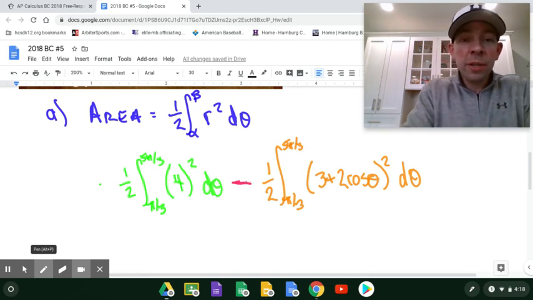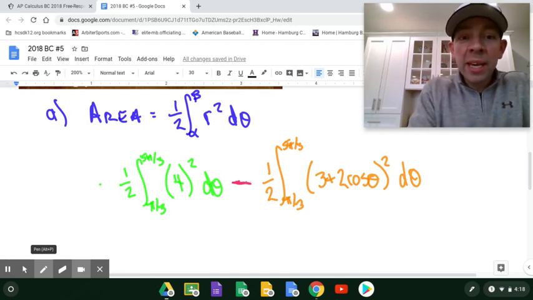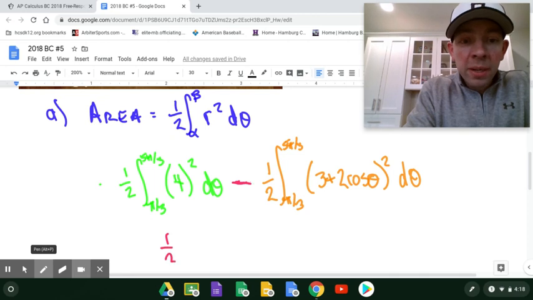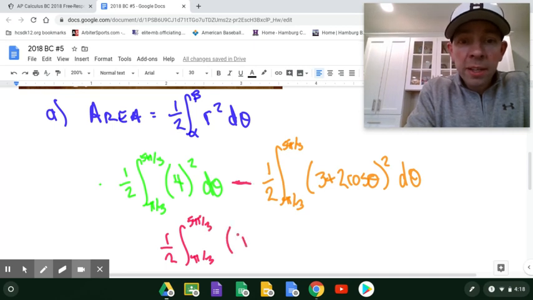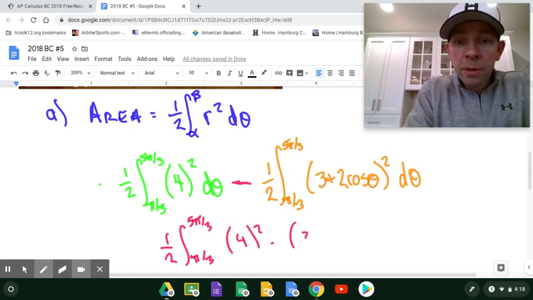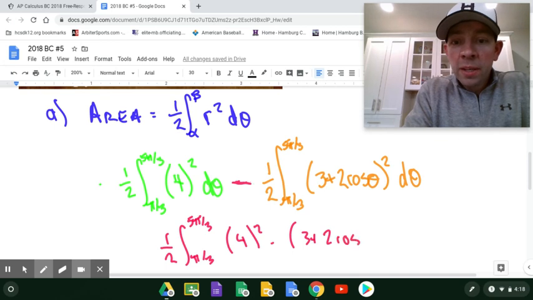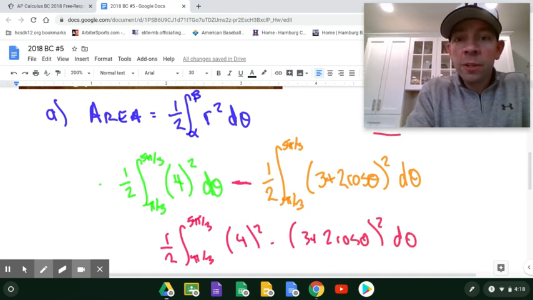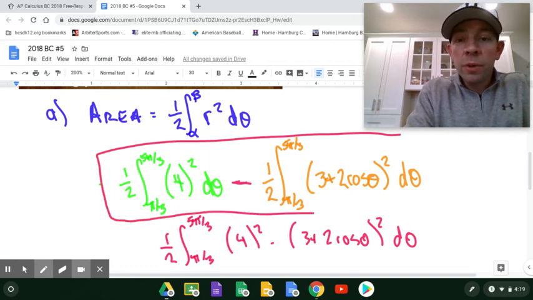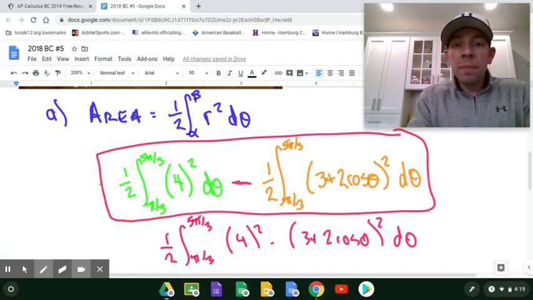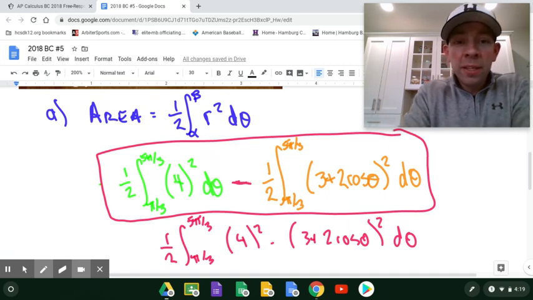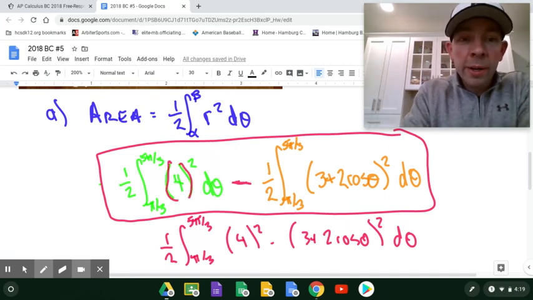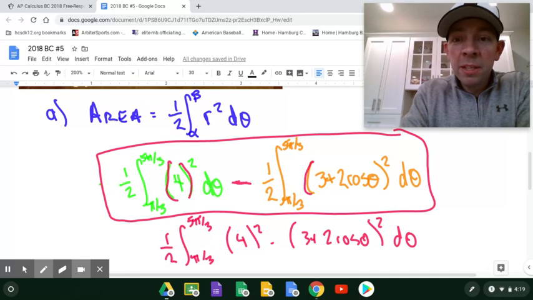Now, because these two integrals do share the same bounds, we can condense it into one integral, but I wouldn't say it's a huge advantage. So we've got these bounds, and you've got the 4 squared minus the 3 plus 2 cosine of theta squared. One of the reasons I try to emphasize the two integral setup early on in our school year is I want them to know that this function here is getting squared by itself, separately from this function getting squared.